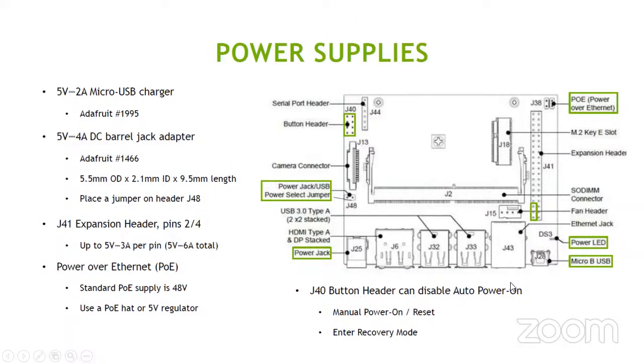And then we will see all the different types of connectivity. In case you're connecting a cooling system, you can connect the fan here, and it will automatically turn on and turn off based on the CPU temperature. Then the camera connector, button headers, serial port headers, M.2 key slot, expansion headers, SD card connector, fan headers, Ethernet jack, then USB headers, USB connectors.